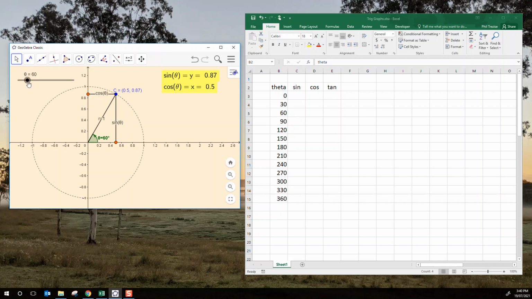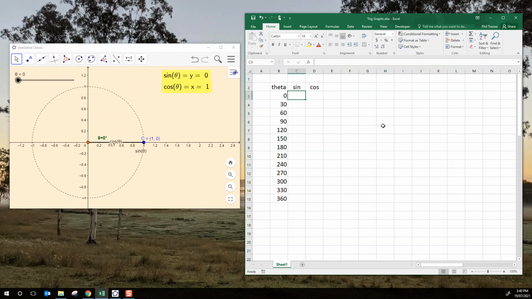Now I can increase the angle a bit. You see the angle is larger, the y-coordinate is larger, the x-coordinate is smaller. As the point moves towards the top of the circle, it's getting higher, but it's getting closer to the origin. So let's keep an eye on what's going on here. I'm going to record, don't worry about tan just at the minute, we'll worry about tan afterwards, but I'm just going to record sine and cosine.